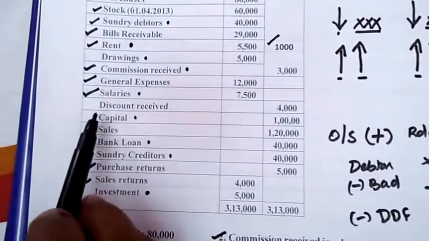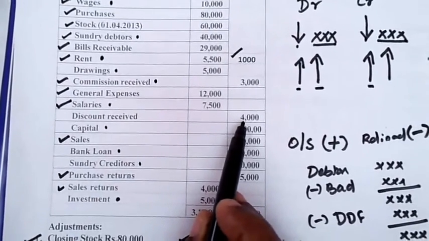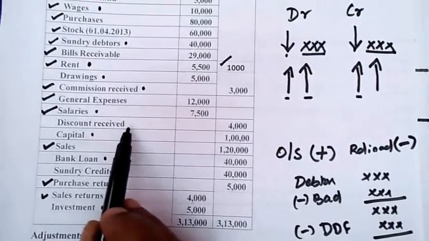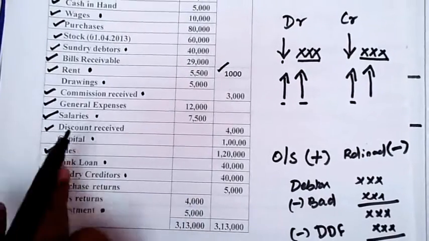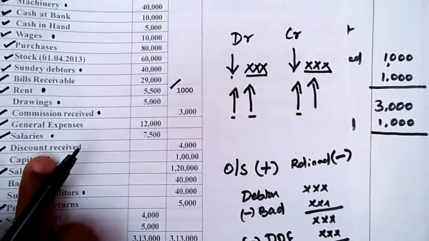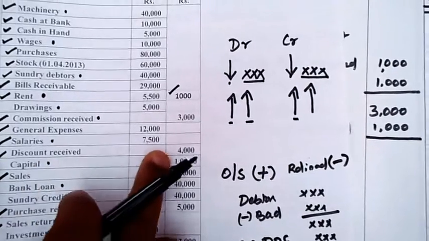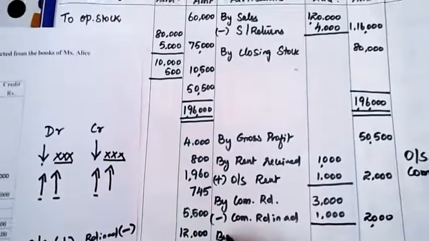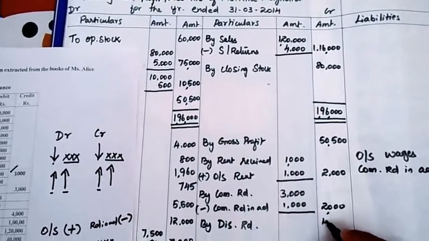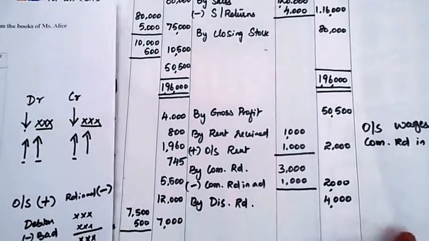Then next, see the problem. Salaries you have entered. Next one, discount received. Discount received means it's an income because it is given under credit side. Discount paid means it will be an expense. Discount received means it is an income. So enter this amount under profit and loss account credit side. I told you, profit and loss account is a nominal account where we record all expenses under debit side, all incomes under credit side. By discount received, how much? 4,000. No adjustment regarding this, so you can directly enter this amount under outer column.